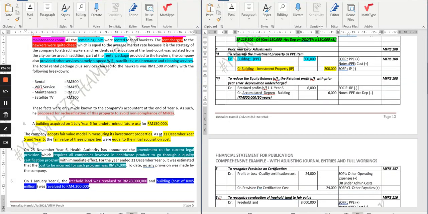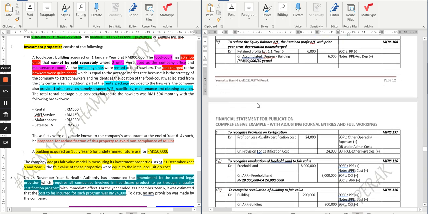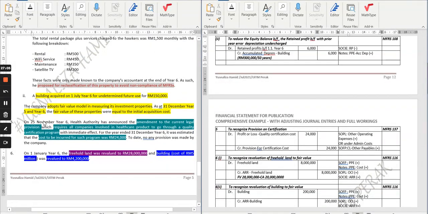4.2. So that was to be done for the depreciation. And now we are looking at number 5. Number 5 is on MFRS 137, where on 25th of November year 6, the Health Authority has announced an amendment to the current legal provision which requires all companies in Malaysia that are involved in healthcare products to go through a quality certification program with immediate effect. So meaning that the outcome is probable, the outflow is probable.